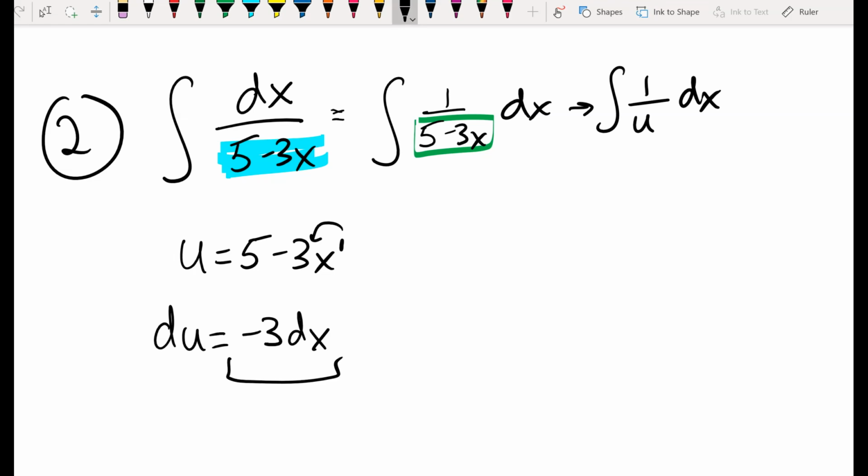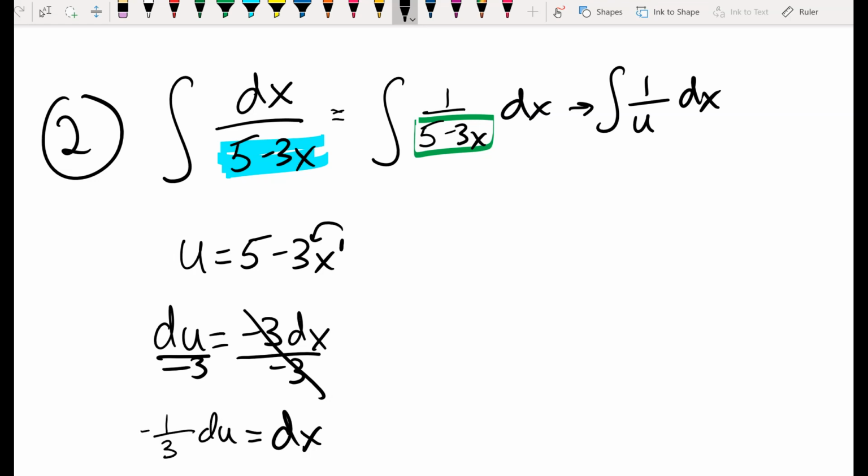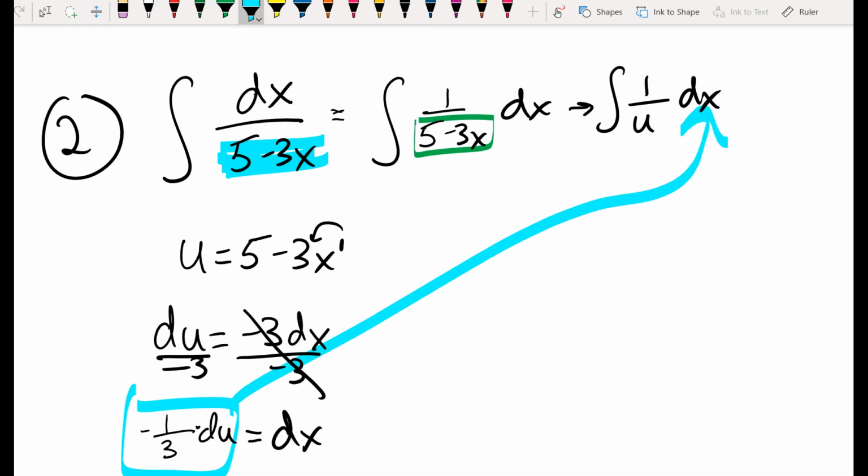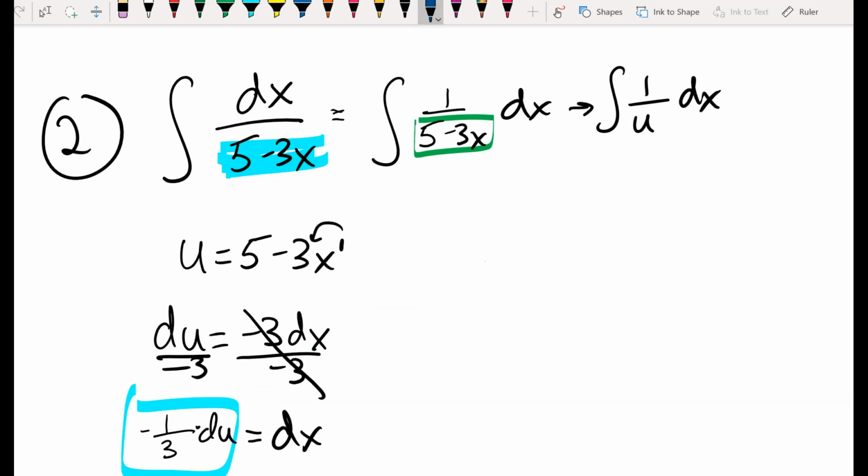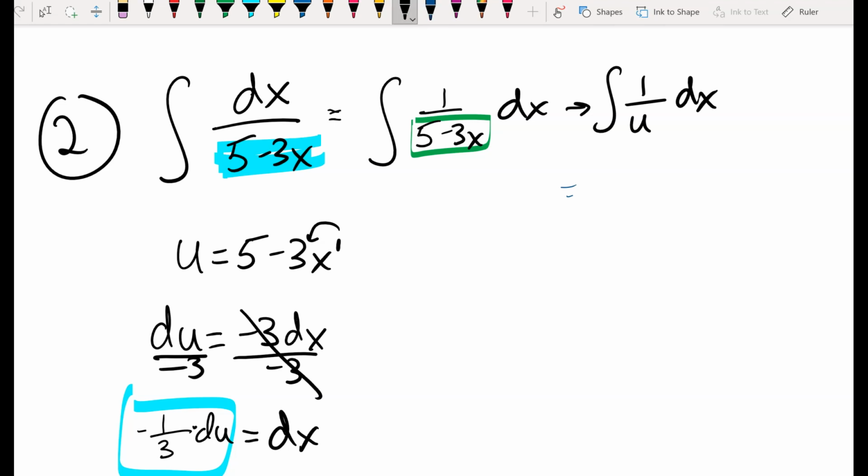This expression is pretty close. I noticed that if I could just divide out the negative 3, negative 3 divided by negative 3 is just 1, so I'd be left with 1 dx. And I'm going to write that as a negative 1/3 being multiplied, just because I know it's going to help me out later. And I'm going to take that value and just substitute it in straight for dx there. So really, this is the integral of 1 over u times negative 1/3 times du. You don't need the parentheses here because it's all linked by multiplication.